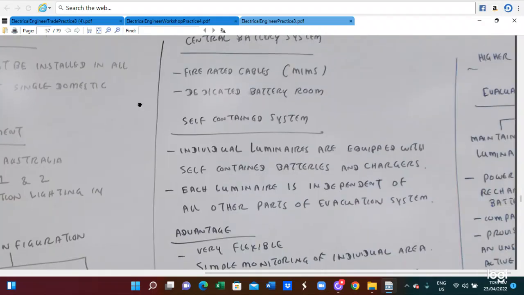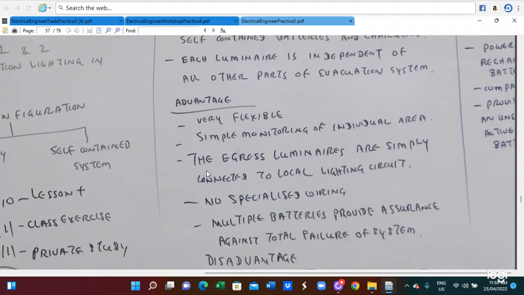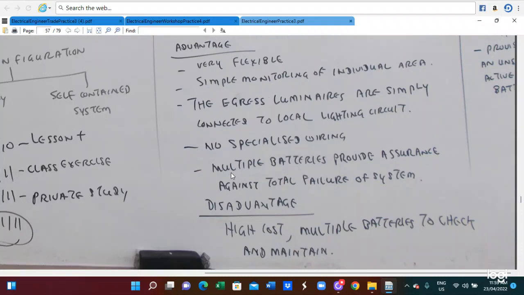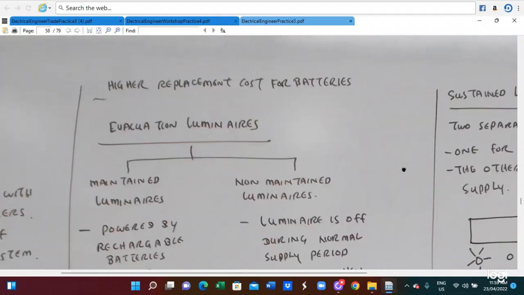In the circulator system, individual luminaires are equipped with their own battery and charger. Each luminaire is independent of all other parts of the evacuation system. The advantages are that they are very flexible, with simple monitoring of individual areas. The egress luminaires are simply connected to the local lighting circuit, and no specialized wiring is required. Multiple batteries provide assurance against total failure of the system. The disadvantages are that they are high cost, with multiple batteries to check and maintain, so there is a higher replacement of battery charge.